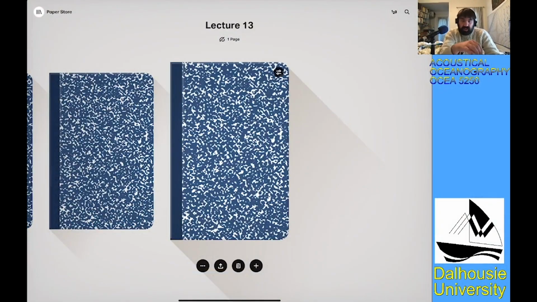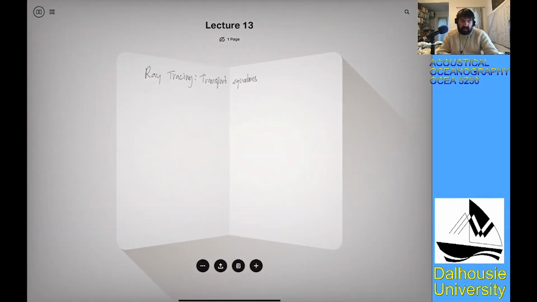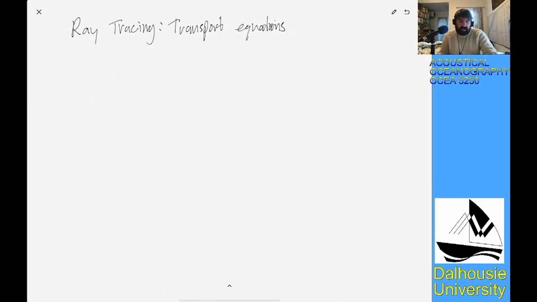This is part 2 of the ray tracing lectures. Okay. So let's recall that we had this equation here.